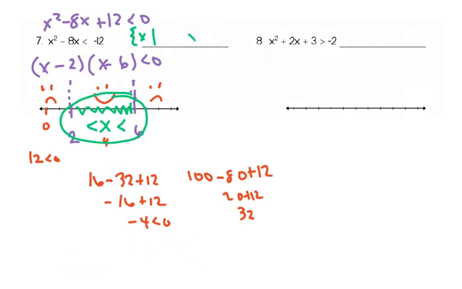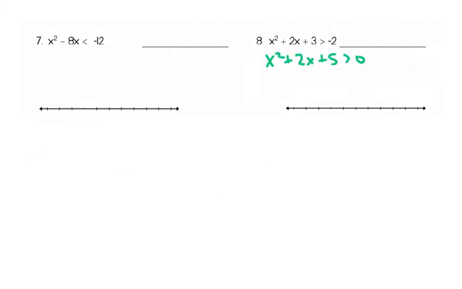So we're going to write x is between 2 and 6, and it's less than, not greater than or equal to, or less than or equal to. And that's your solution, or those are your solutions. So anything in between.